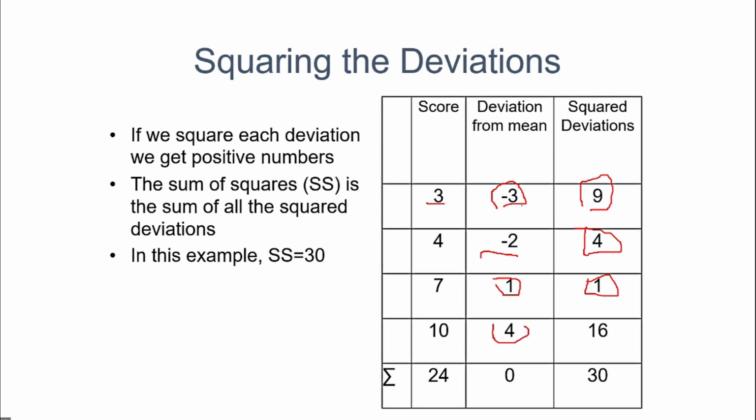10 is 4 above the mean, so 4 squared gives us 16. We can add these up and get 30. Then if we take the average of those 4 numbers, we divide that by the number of scores. 30 divided by 4 is 7.25.